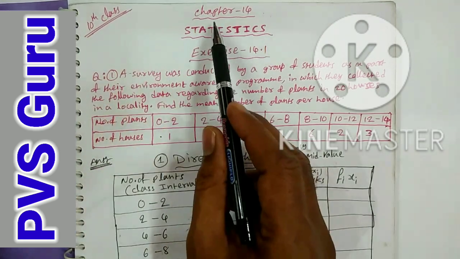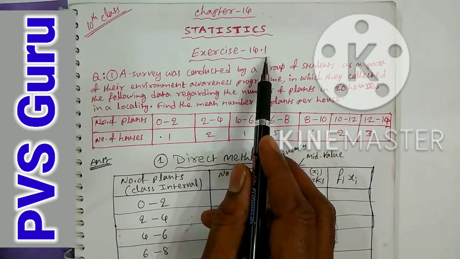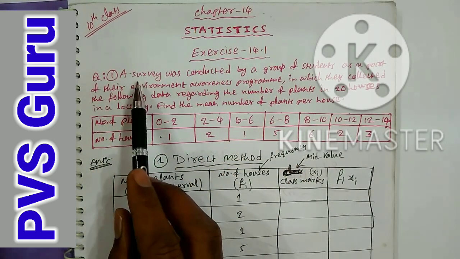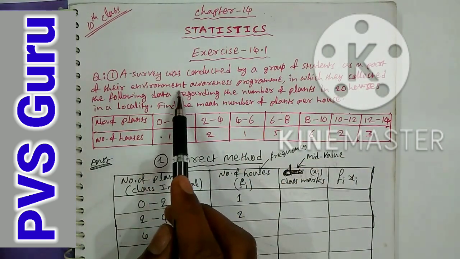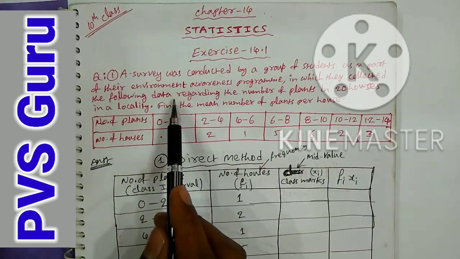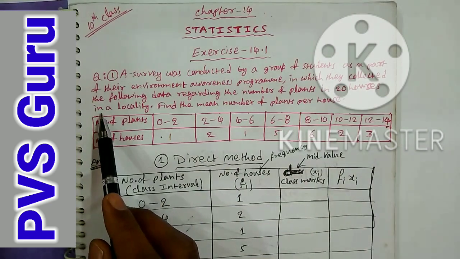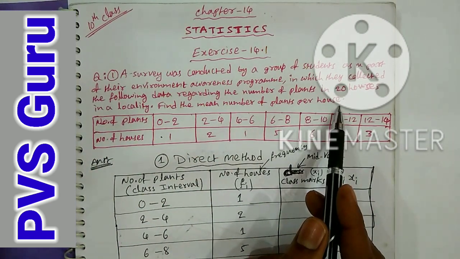10th class, chapter number 14, statistics. First, exercise 14.1. In this one, the first question is given. A survey was conducted by a group of students as a part of their environment awareness program, in which they collected the following data regarding the number of plants in 20 houses in a locality. Find the mean number of plants per house.